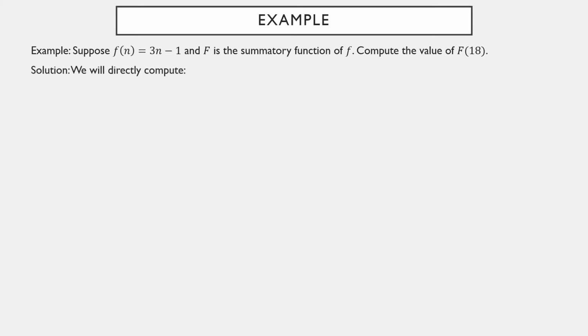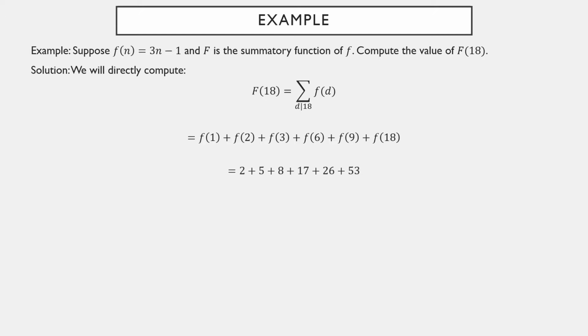Well, all we have to do is directly compute that capital F of 18 is the sum over the positive divisors of 18 of little f of those divisors. Well, the divisors of 18 are just 1, 2, 3, 6, 9, and 18, so I plug all of those into the function little f and compute. F of n is 3n minus 1, so f of 1 is 2, f of 2 is 5, f of 3 is 8, f of 6 is 17, and so forth. And now I add all these up and I get 111. So capital F of 18 is 111.